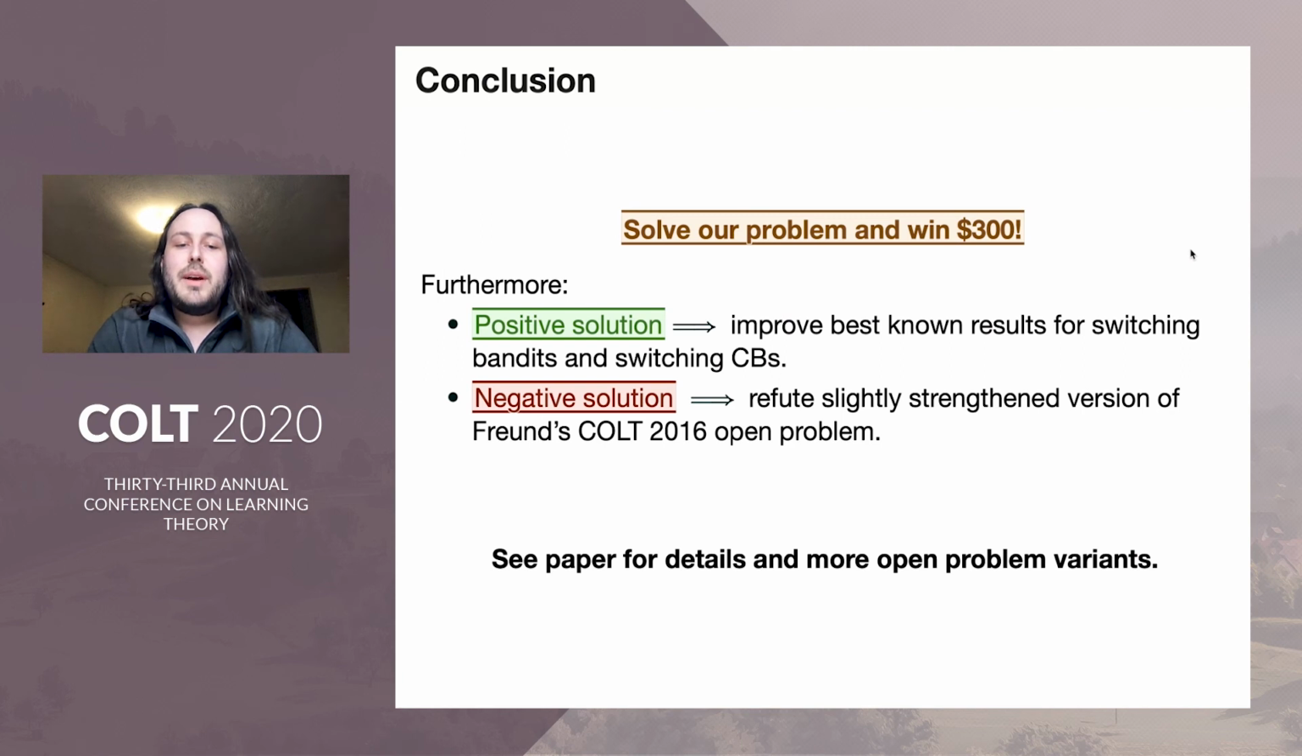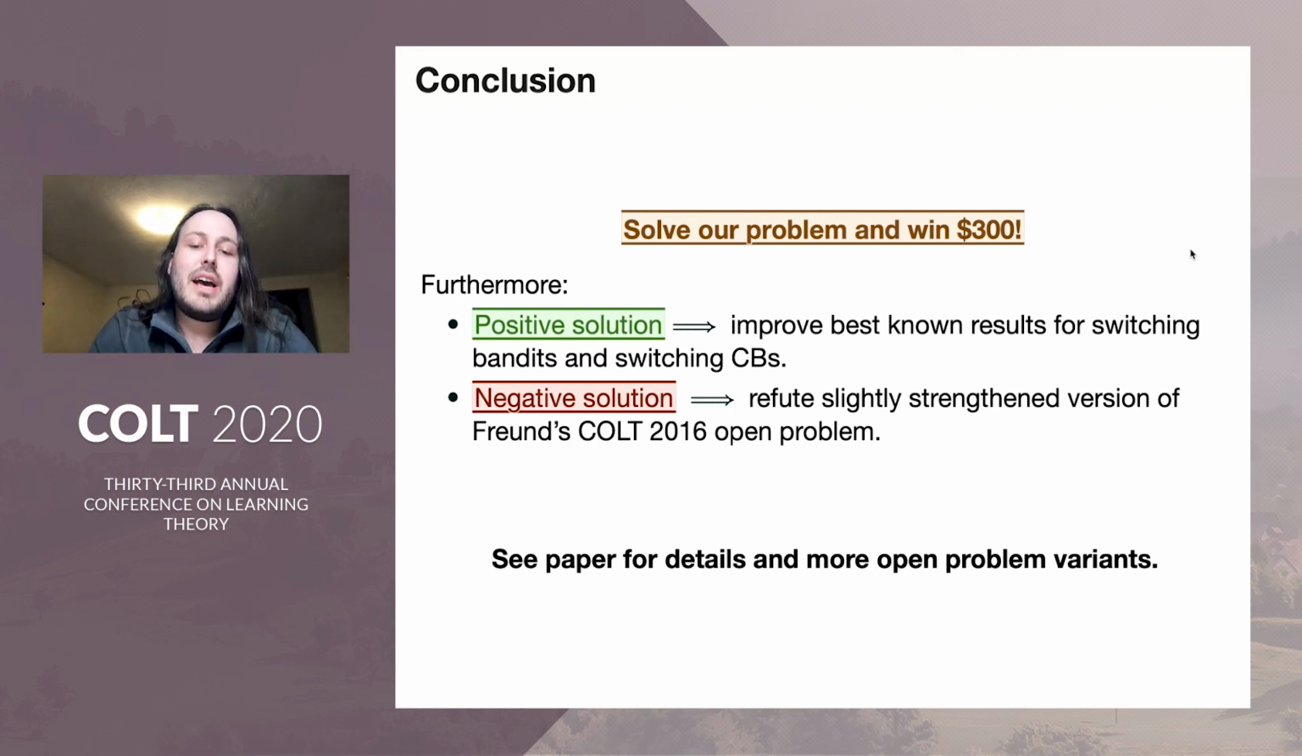Let me conclude by saying you should solve our open problem because we'll give you $300. But beyond this, we think it's pretty interesting and it's related to some other open questions. First of all, if you can solve the strong version of our open problem positively, this will essentially get you the best possible switching regret in multi-armed bandits and contextual bandits, and it'll improve the state of the art.